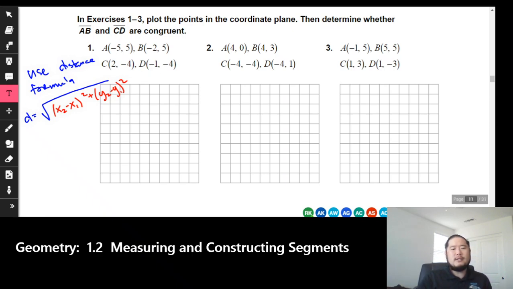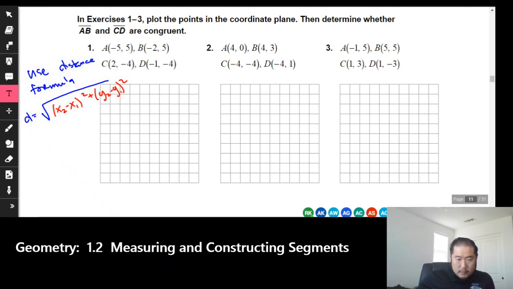All right, and so the distance formula is (x sub 2 minus x sub 1) quantity squared plus (y sub 2 minus y sub 1) quantity squared. And you're going to have to plug in the points. Use the distance formula twice actually, because we have two segments here, in order to figure out if they're congruent.